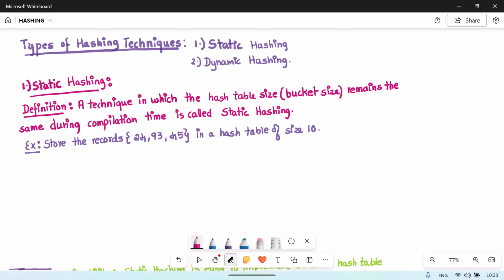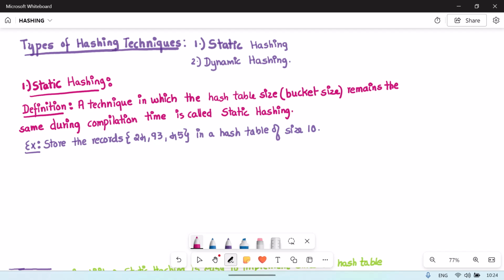So as you can see here, there are two types of hashing technique. One is static hashing, the other one is dynamic hashing. In the previous video, you can go back and check, I have explained what is hashing, what are the terms related with hashing, what are the hash functions that we use. All this we have seen in the previous video. So in this video, I will be specifically talking about static hashing and dynamic hashing and their types with examples.